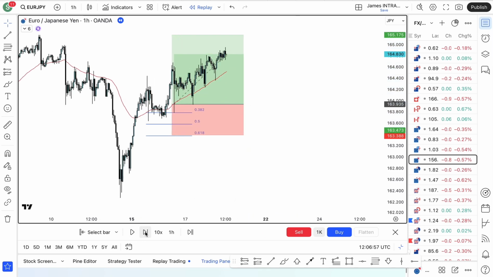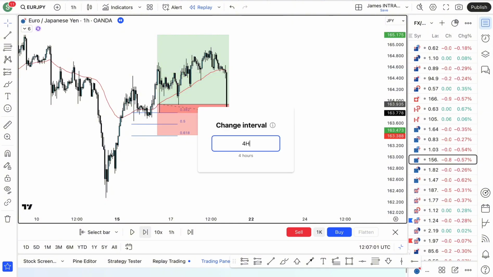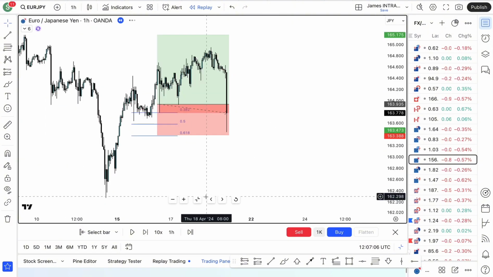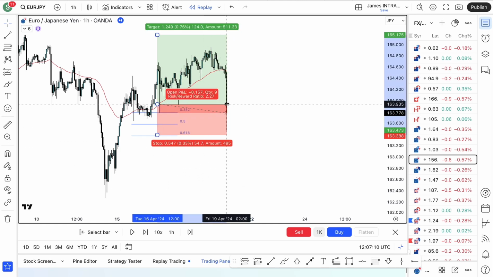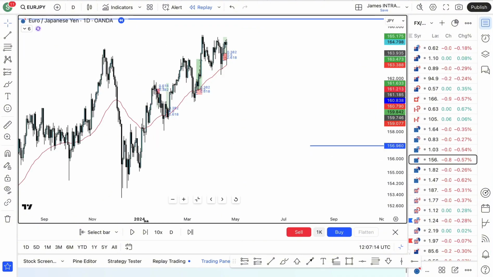We keep fast forwarding and see how this plays out. Do we hit the full target or do we break down? Looking at the 4 hour. Again, you can manage these slightly differently, but for this example, I'm going to be just making it as simple as possible. I can do another video on my management plan, but there, you could have taken a break even. In this case, I'll just let it play out.